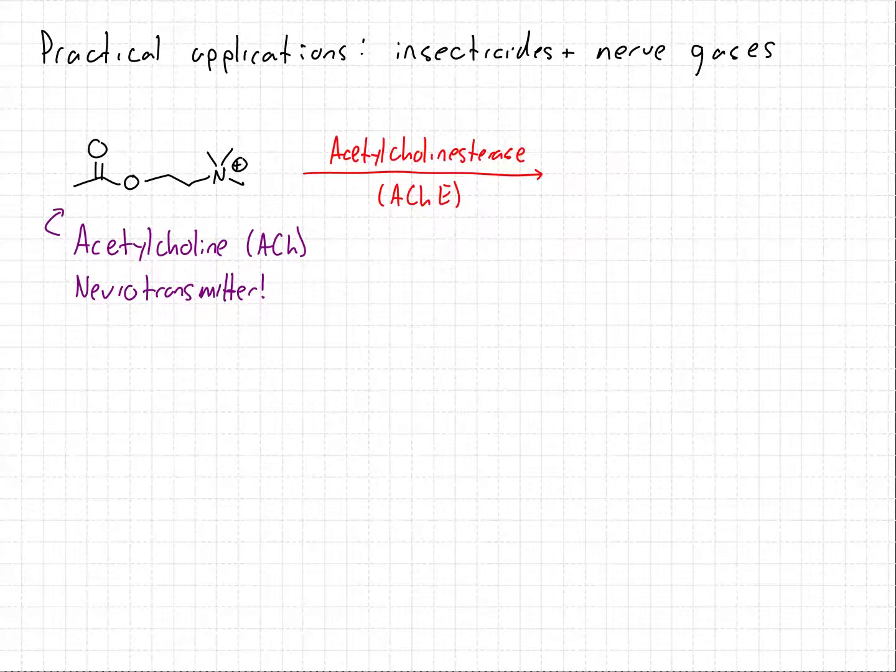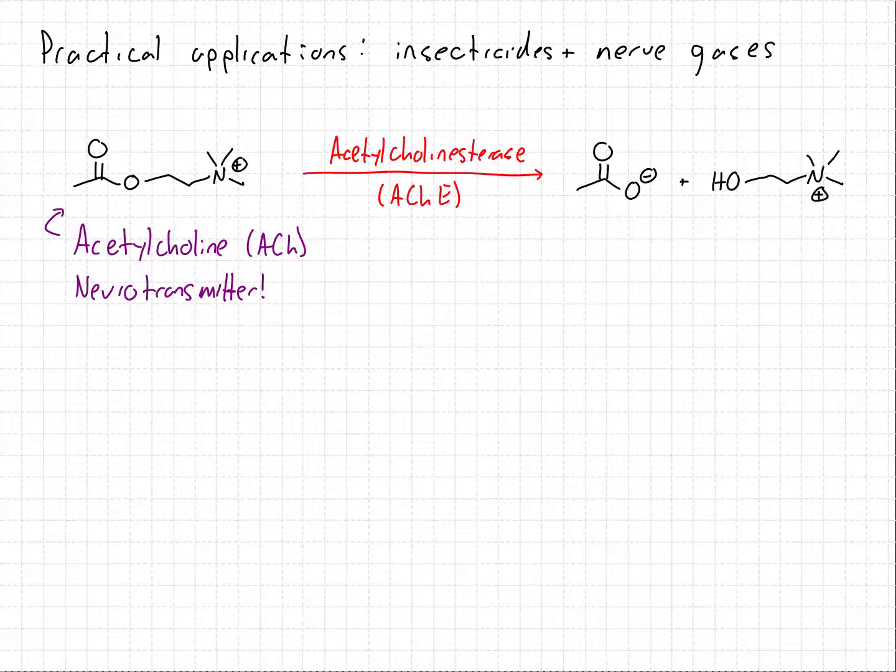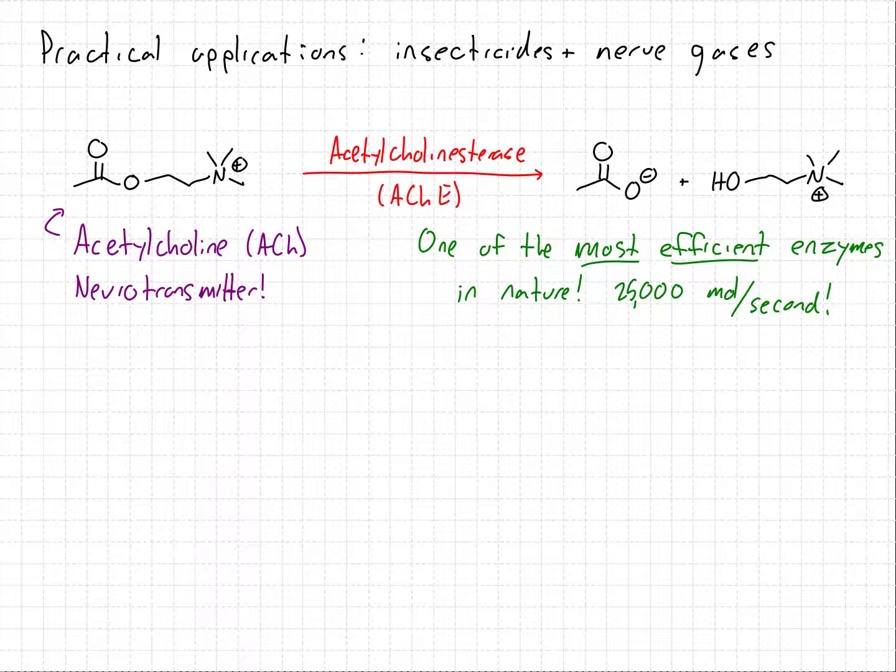After acetylcholine is released, an enzyme called acetylcholinesterase, or AChE, will hydrolyze acetylcholine back into choline on the right and the acetate ion on the left. This is one of the most efficient enzymes in nature, being able to catalyze the cleavage of over 25,000 molecules per second. The way this process works is as follows.